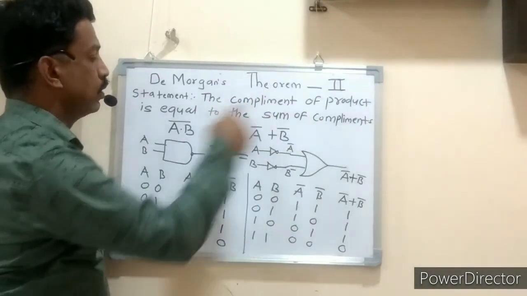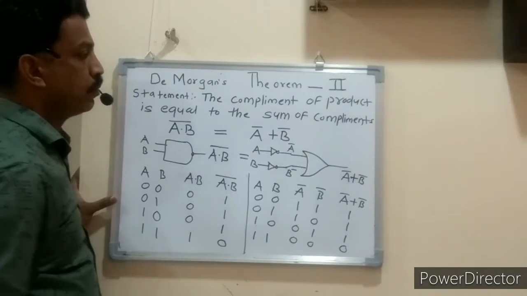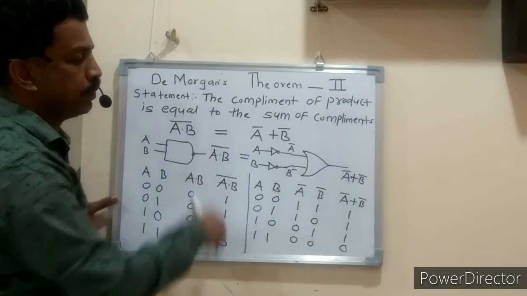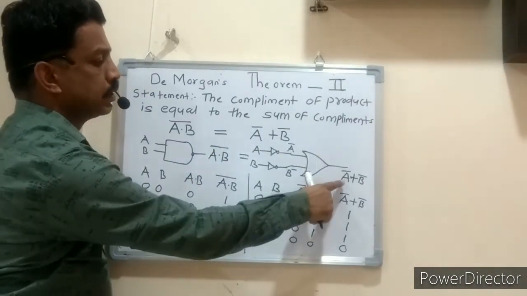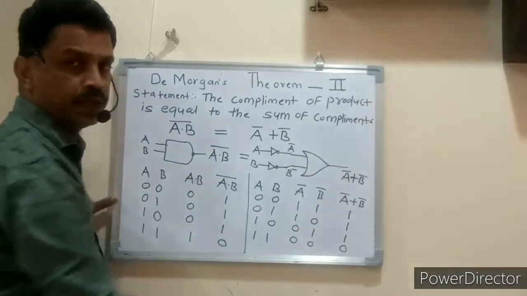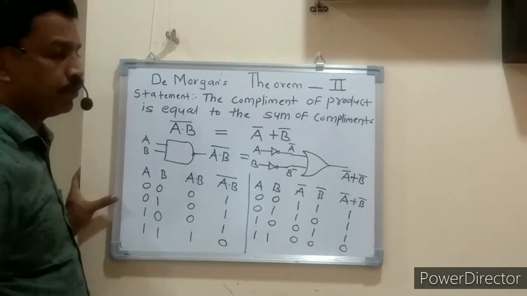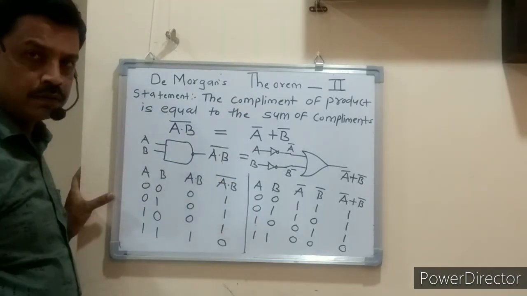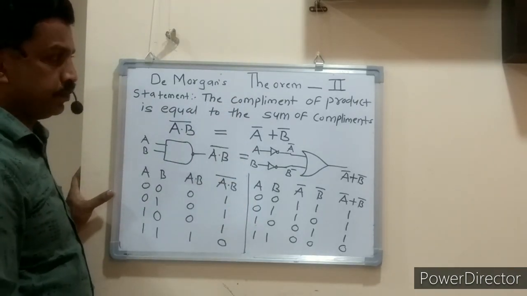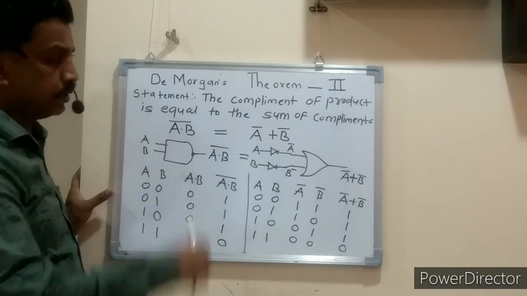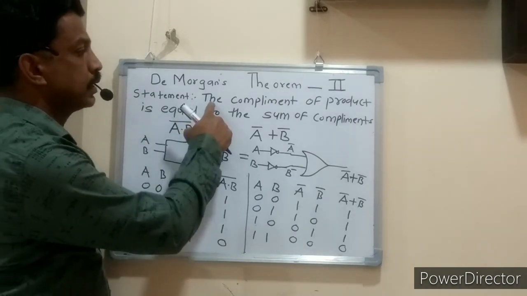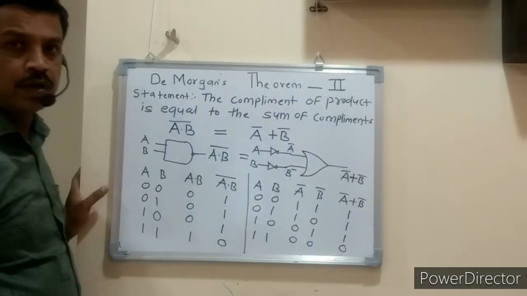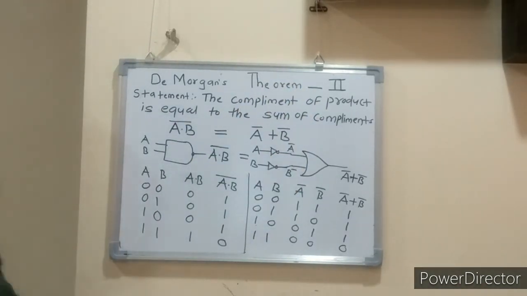The complement of product is equal to the sum of the complements. The complement of the product is shown by (a dot b) complement, and the sum of complements is shown by a complement plus b complement. In this way we can verify using the truth table and using symbols that De Morgan's second theorem is verified and it is correct. The theorem statement is like this: the complement of product is equal to the sum of the complements. Okay, thank you.